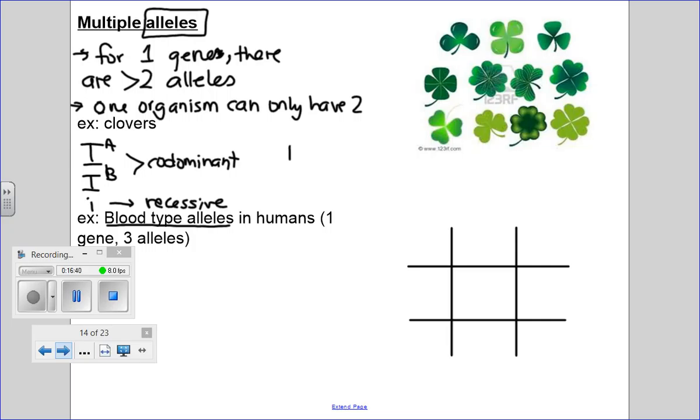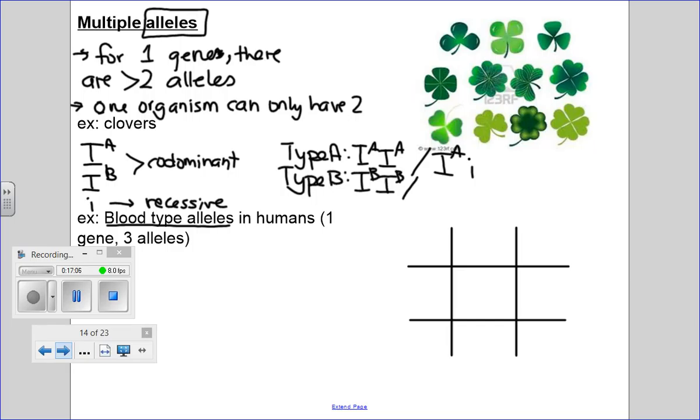If you were to have blood type A, there are 2 choices for the alleles that would make blood type A. You could have 2 copies of the A, or 1 copy of A and 1 copy of the recessive allele. If you were to have type B blood, same thing, you could have 2 copies of B, or 1 copy of B and 1 copy of the recessive allele.